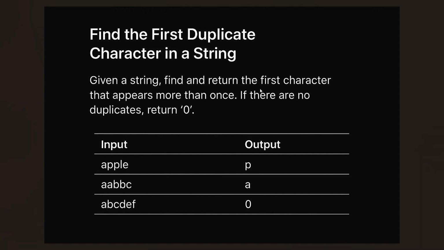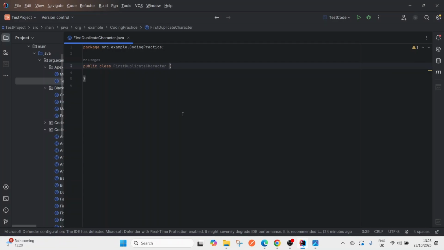Okay, I think we are good with the question. So this is kind of a simple coding challenge, but this is asked in most interviews as an interview question. So let's jump into the code first. I already created a class for the first duplicate character. My class name is FirstDuplicateCharacter.